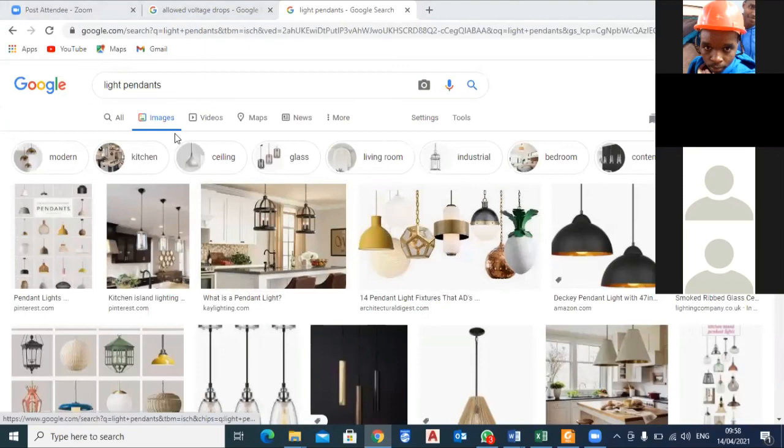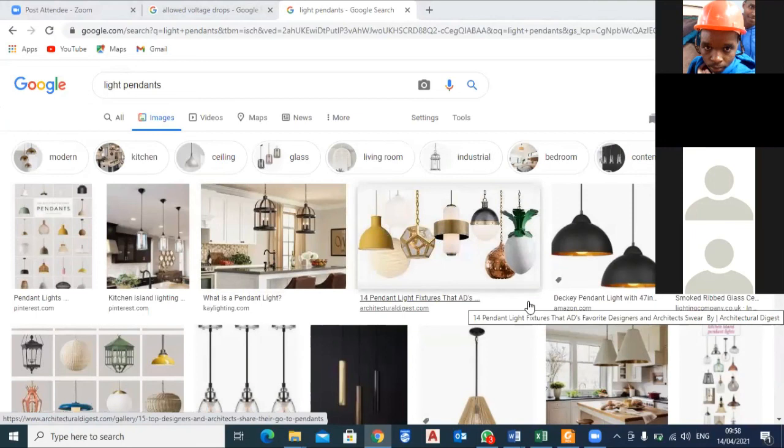Are you able to see the screen that I have shared? Yes, you can see. Laptop. Dogo tu ni connect kwa charger.